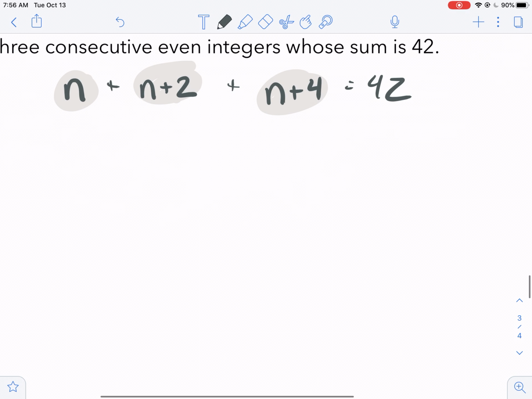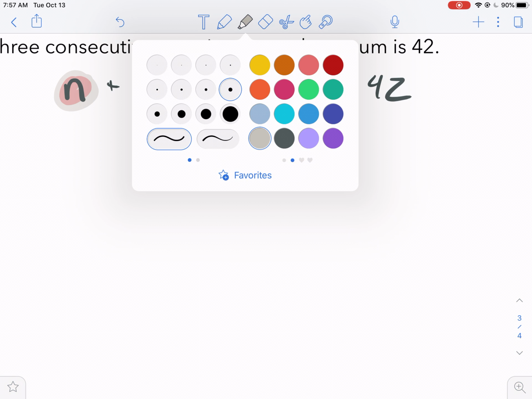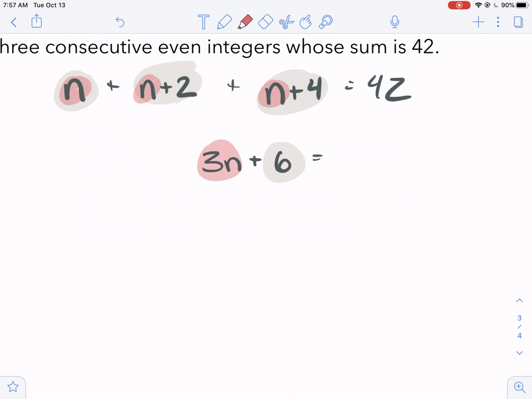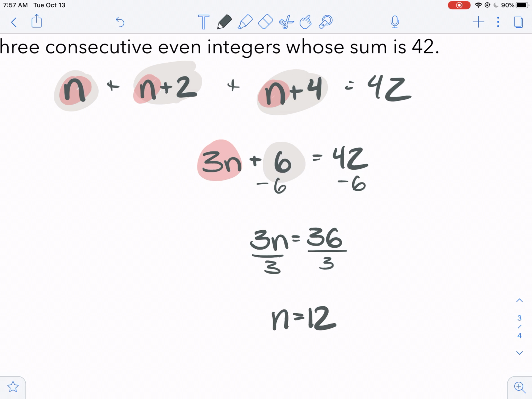How many n's do we have? We have 1, 2, 3 n's. So here we have 3n plus, how many leftover numbers do we have? 2 plus 4 is 6. So 3n plus 6 equals 42. Now to solve this equation, we want to subtract 6 from both sides, giving us that 3n equals 36, and dividing by 3 on both sides, n equals 12.